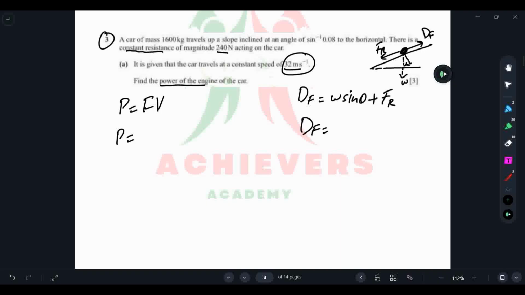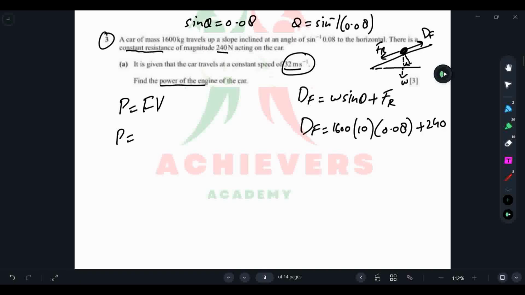So weight should be equal to mg. So 1600 into 10 into sine theta. Now we know that the angle is sine inverse of 0.08, so sine theta will be equal to 0.08. So we can directly use the value of 0.08 over here, plus 240 newtons. So if we simplify it, we will have the driving force.